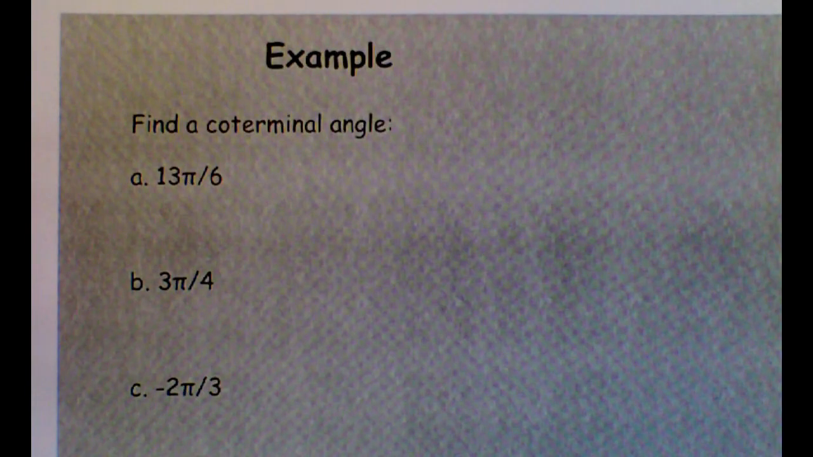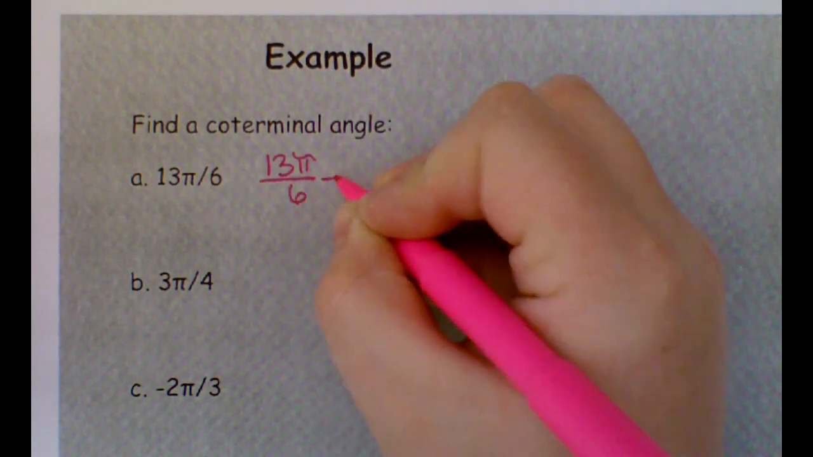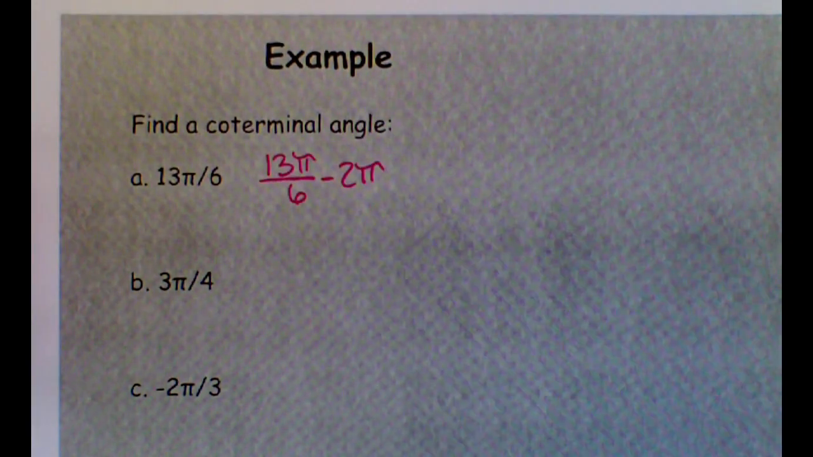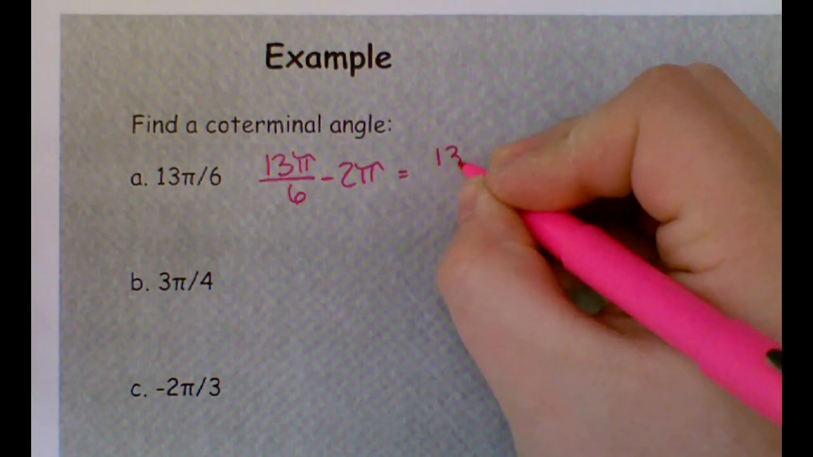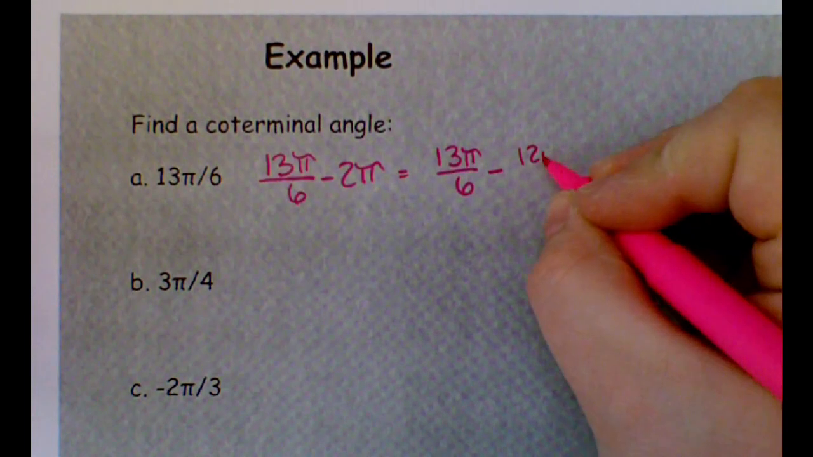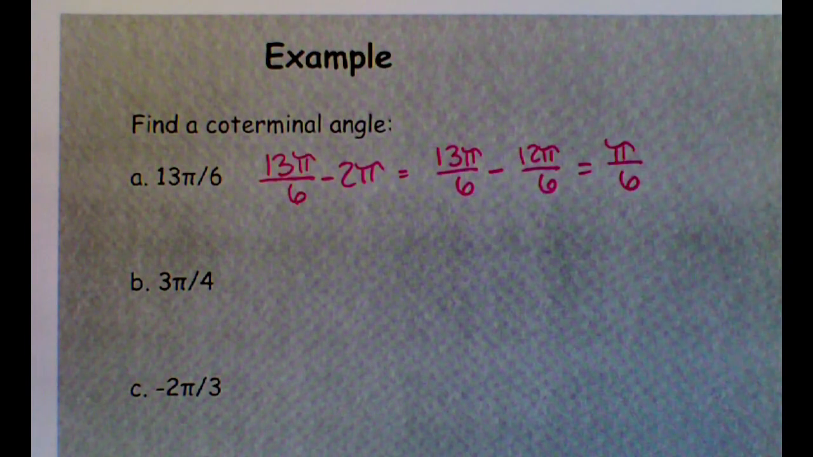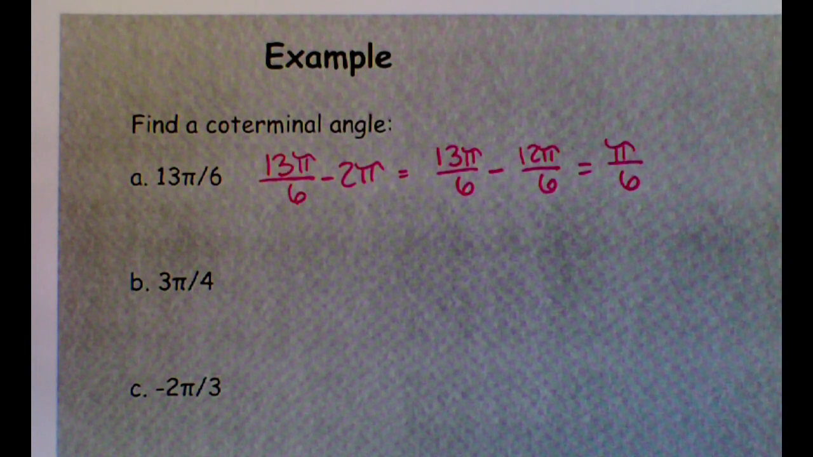So to find a coterminal angle with 13 pi over 6, let's subtract 2 pi. Remember that to subtract these, we need a common denominator. So 13 pi over 6 minus 2 pi, which is 12 pi over 6, leaves us with just pi over 6. Pi over 6 and 13 pi over 6 are coterminal.